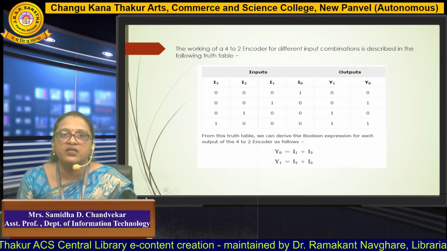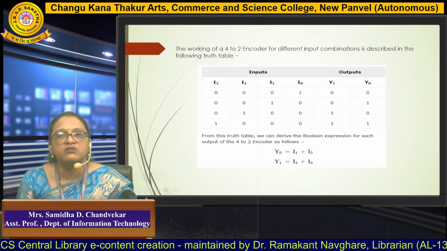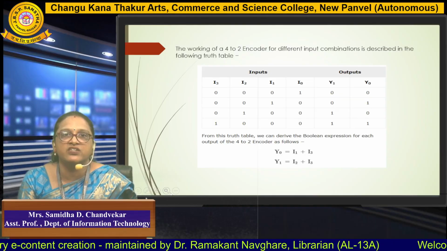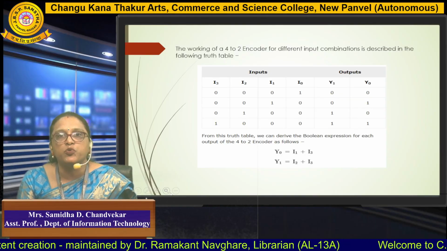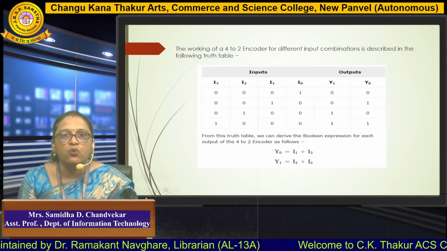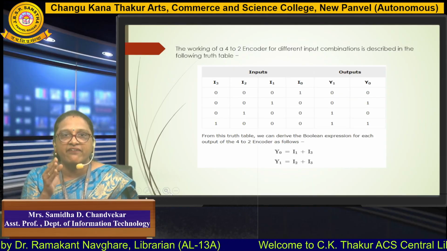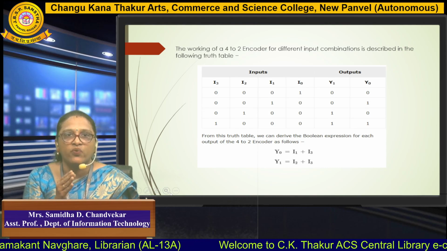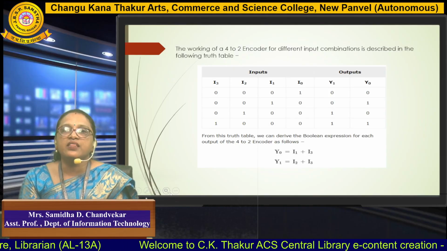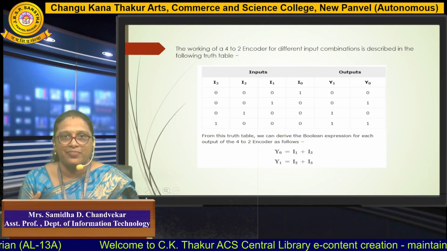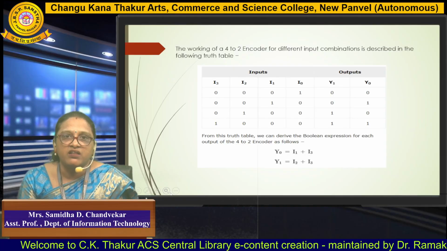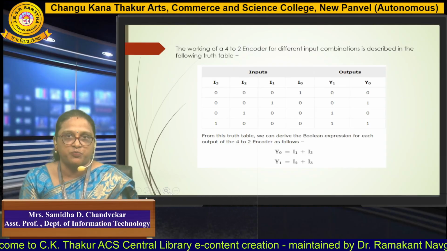According to this, there is a truth table for the 4 to 2 encoder. There are 4 inputs I0, I1, I2, I3 and outputs Y0, Y1. For I0 there is a 1, then I1 is 1, then I2 is 1, then I3 is 1, and the rest are 0. In the output, there is 0 0, 0 1, 1 0, 1 1. From this truth table, we can derive the Boolean expression.